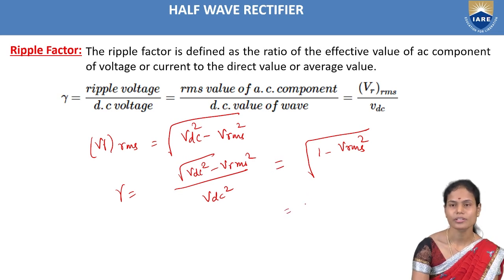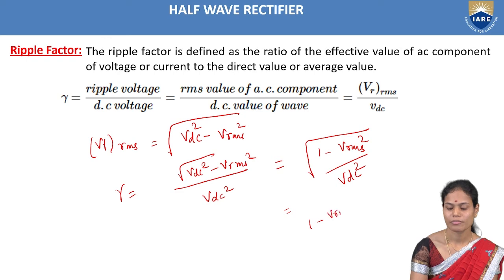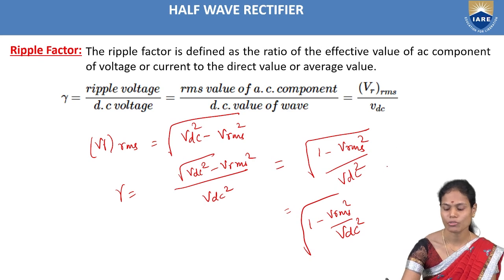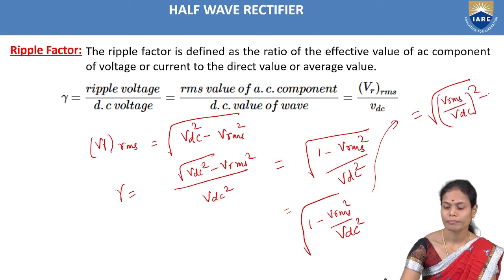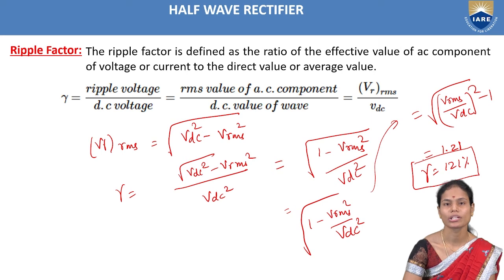So after simplification, we will be getting VDC square, that is 1 minus VRMS square by VDC square under root, that is equal to under root of (VRMS by VDC)² minus 1. So if we substitute the VRMS value as well as the VDC value here, we will be getting 1.21. And if you write it in terms of percentage, this value is 121%. So the ripple factor in the half wave rectifier is 121%.